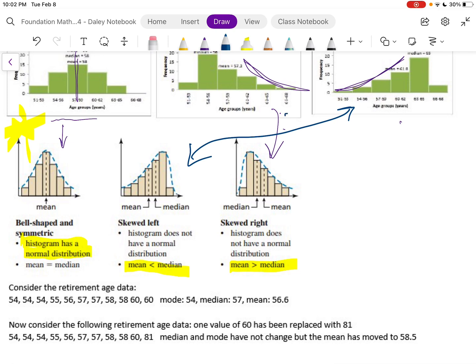Okay, so let's look at an example that helps us explain why we could have one of the last two graphs that we see. Why would we have a graph that we say is skewed? So this is a great example right here, and it's related to retirement age.